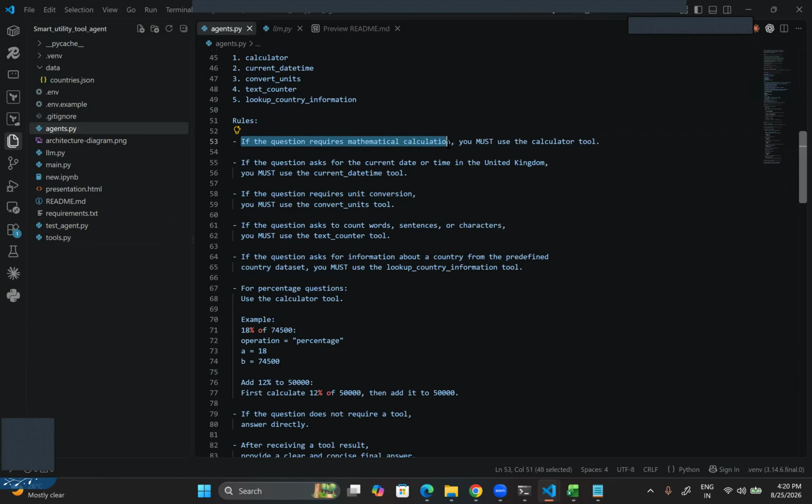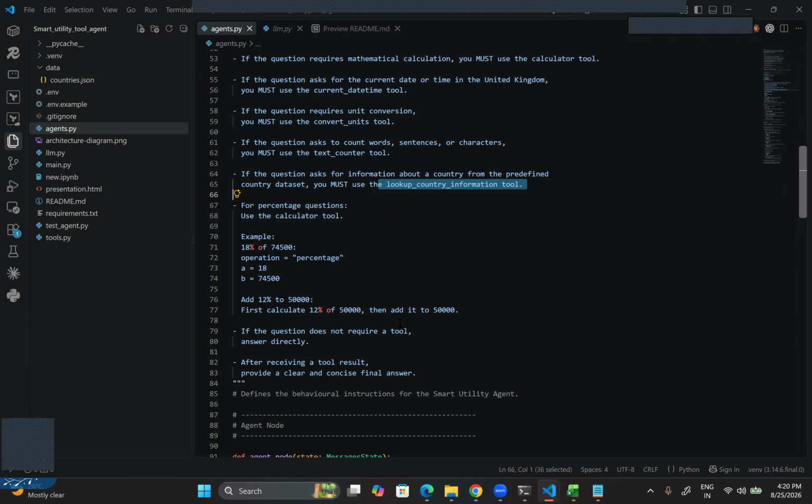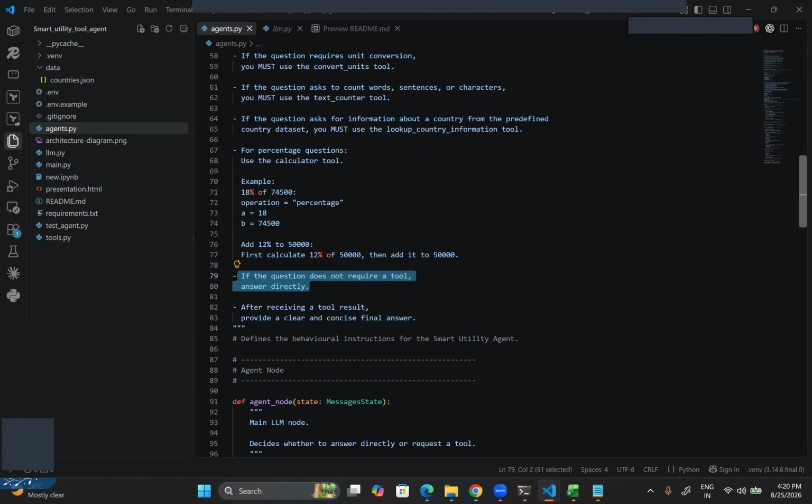If the question requires mathematical calculation, you must use the calculator tool. If the question asks for the current date or time in the United Kingdom, you must use the current date time tool. Similar rules for unit conversion, text counter, and country lookup. And a fallback over here: if the question does not require a tool, answer directly.